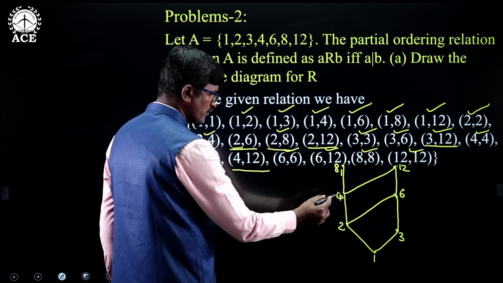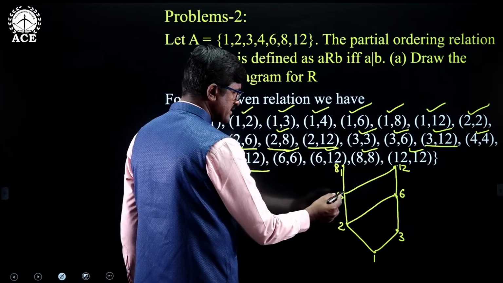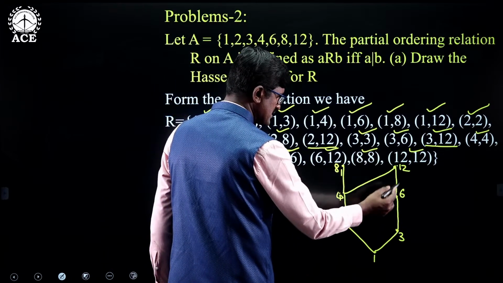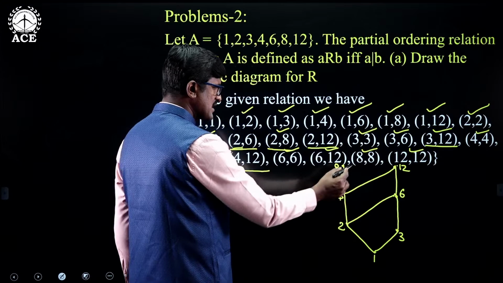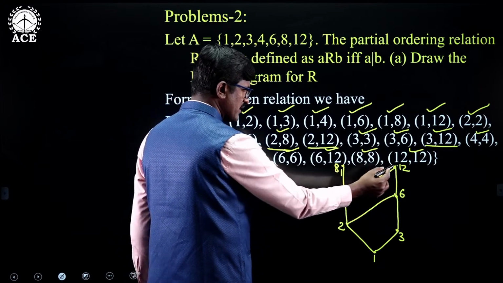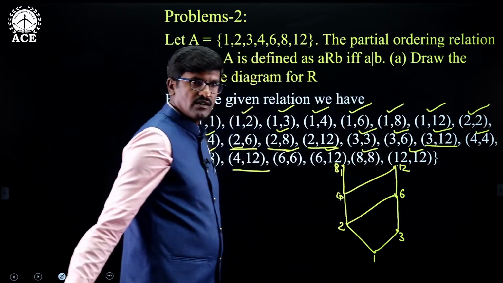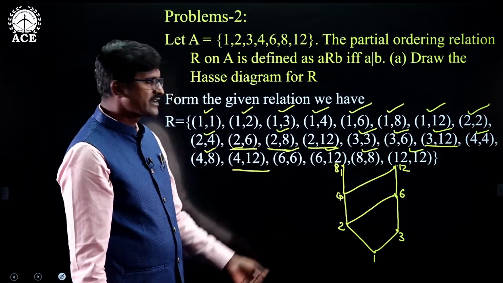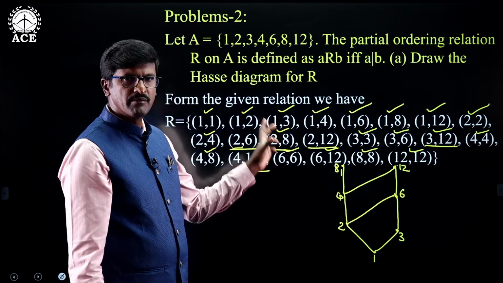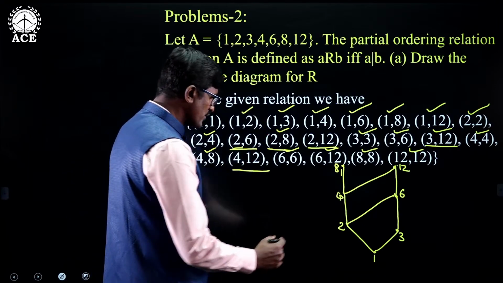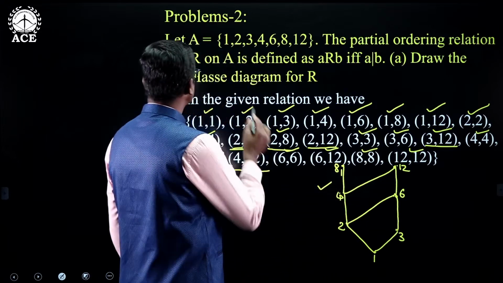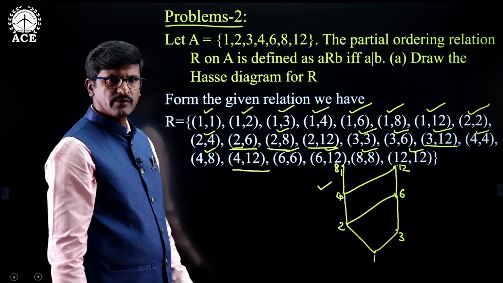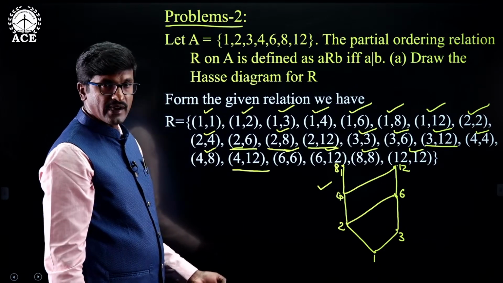Next the element 4: 4, 4, 4, 8, 4, 12. Next the element is 6: 6, 6, 6, 12. Next element is 8: 8, 8. Next element is 12: 12, 12. So this is the pictorial representation of the given partial ordering relation, which is drawn by using the three conventions. Therefore, this is the Hasse diagram for the example 2. This is how we are going to draw the Hasse diagram for the given partial ordering relation.